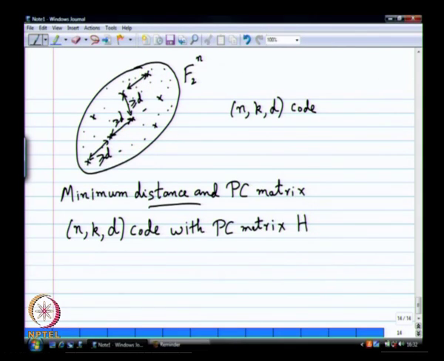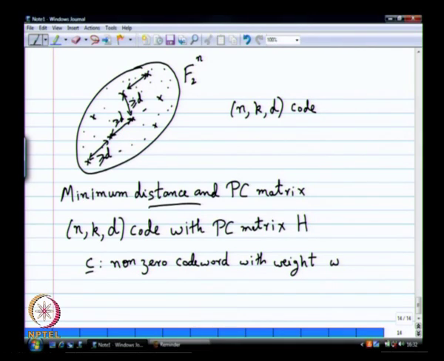Okay. Suppose you have an NKD code, parity check matrix H. What is the connection between D and H is what I should ask you, or what I am trying to prove. So, let us see what is H. If you have C being a non-zero code word with weight, let us say W. Okay. C is some non-zero code word with weight W.